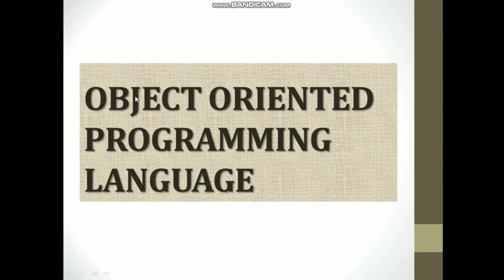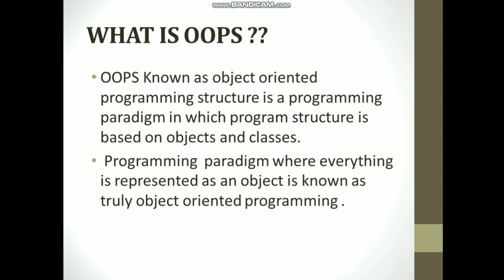So today I will explain you the topic Object Oriented Programming Language. What is Object Oriented Programming Language? Object Oriented Programming Languages are the programming languages which are based on the concept of object oriented programming structures. So what is object oriented programming structure? Object-oriented programming structure is a programming paradigm in which program structure is based on objects and classes. That means the programming languages which are based on objects and classes are known as object-oriented programming languages.